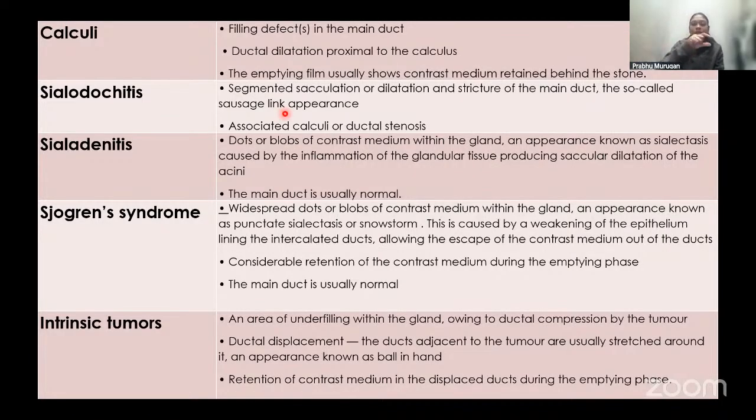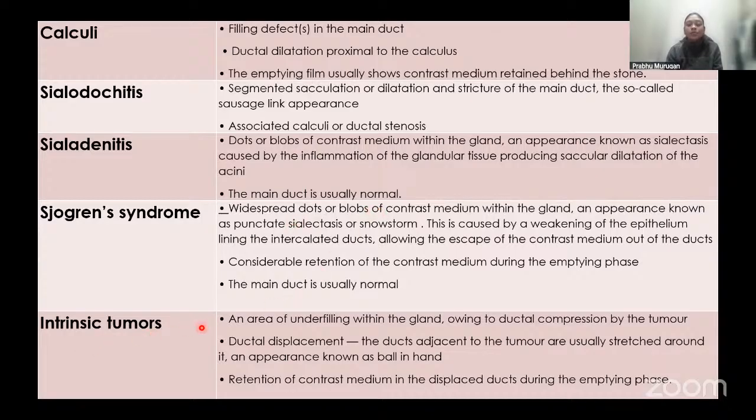Okay, so there is going to be dilatation and there's going to be stricture, right? So this dilatation and stricture is going to give you a sausage link appearance. Okay, next is sialadenitis. This one I showed you in the previous picture, right? Inflammation of the salivary gland as such. Sjogren's syndrome, I told you, gives dots or blobs.